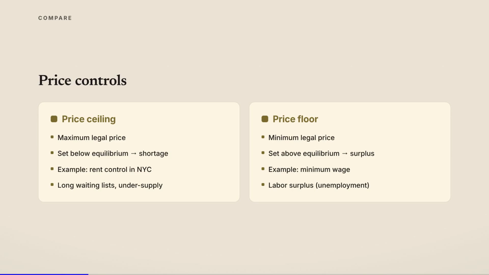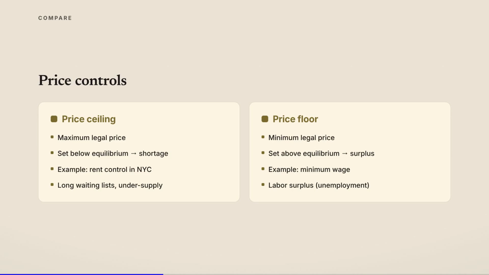A price ceiling is a maximum price. The law says you can't charge more than this amount. The classic example is rent control in cities like New York and San Francisco. The goal is to keep housing affordable.